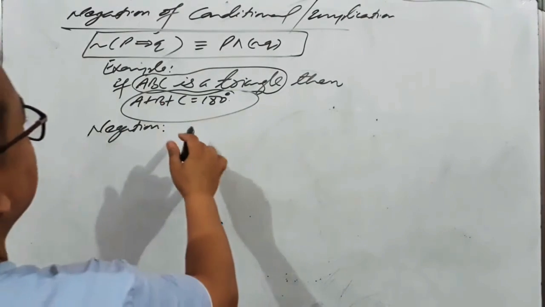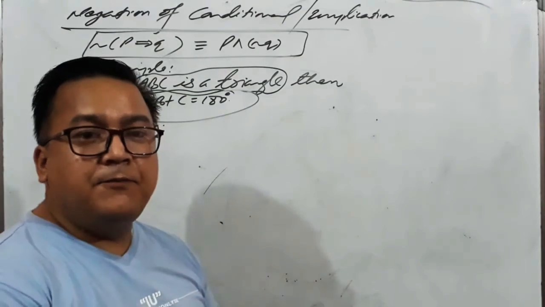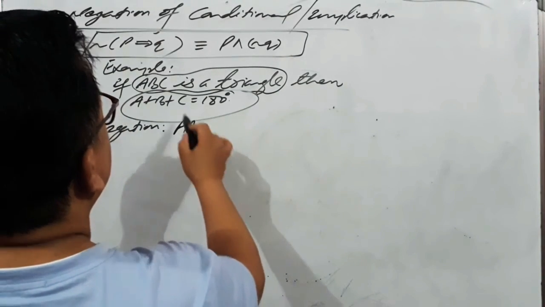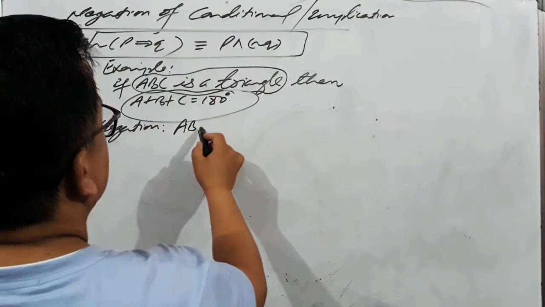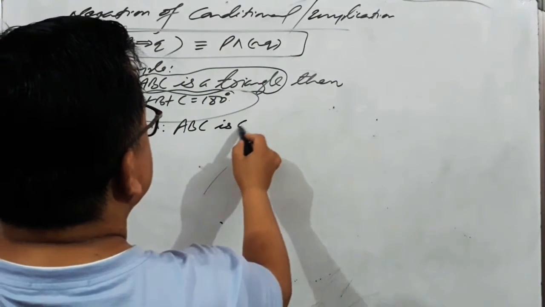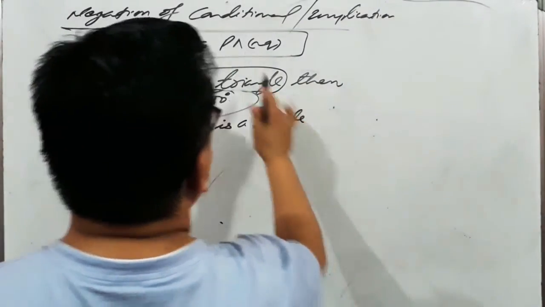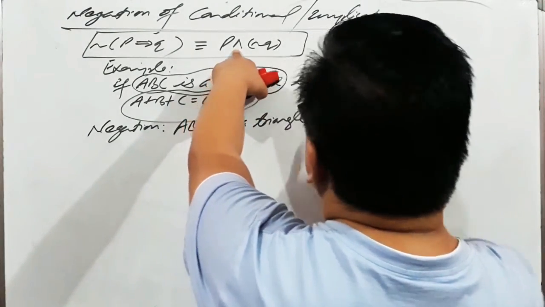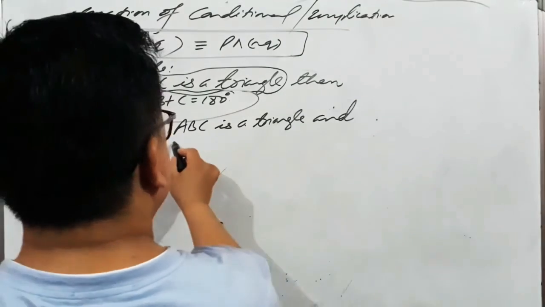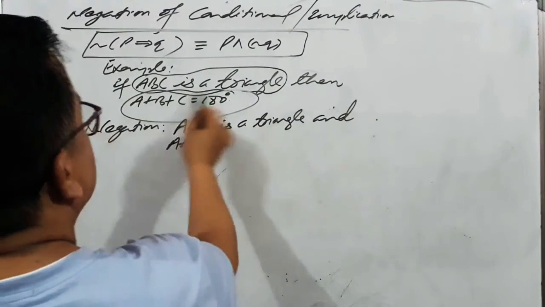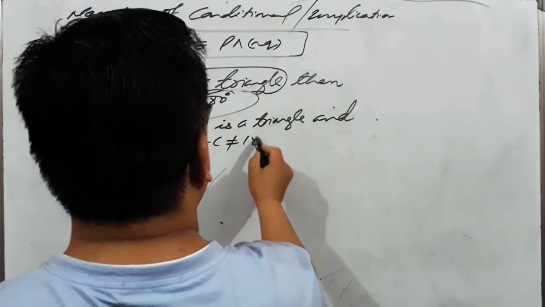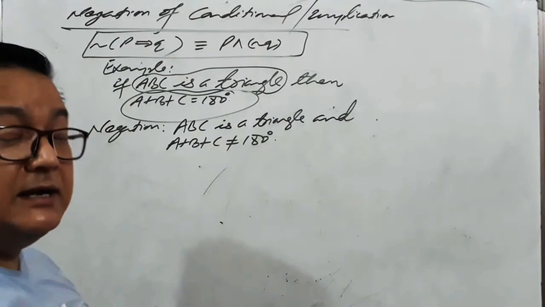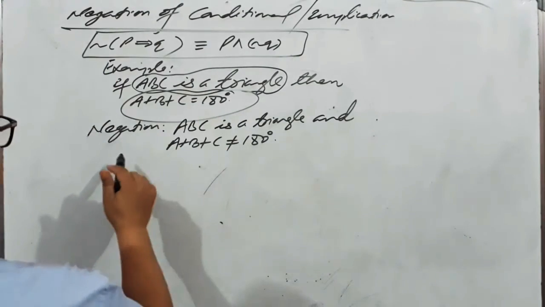The negation of this statement will be, now you will not use if and then. Without if then, simply the negation is the logical equivalent of this. ABC is a triangle, you write down, because simply P you have to write down. And negation Q means A plus B plus C is not equal to 180 degrees. So this is: ABC is a triangle, and the sum is not equal to 180 degrees.